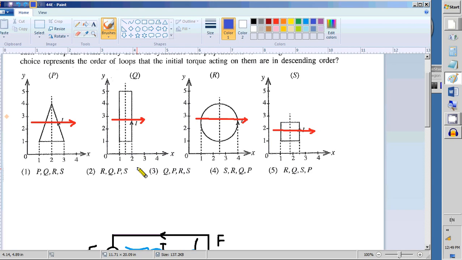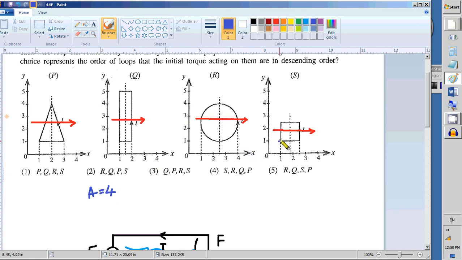So let us first try to find the area of this loop. What is the height of this loop? From 1 to 5, that is 4. Then here from 1 to 2, then 1 times 4, so 4 is the area. We don't know the units, they have given just 1, 2, 3, 4. So here area equals 4.